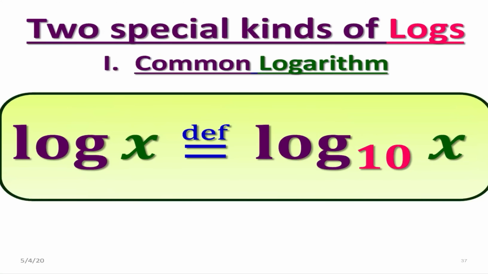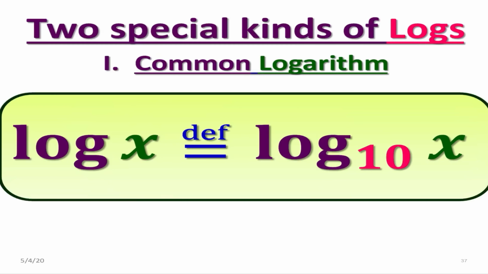In this tutorial, I will cover two special kinds of logs that might come up. The first one is called the common log. There is a special notation, log of x, and you might notice that there is no base. That means by definition, by default, it's the log to the base 10. Anytime you come across a log written without a base, it's understood that the base is 10.